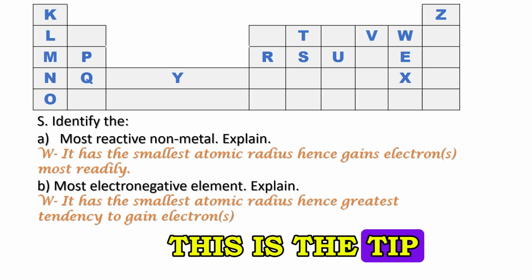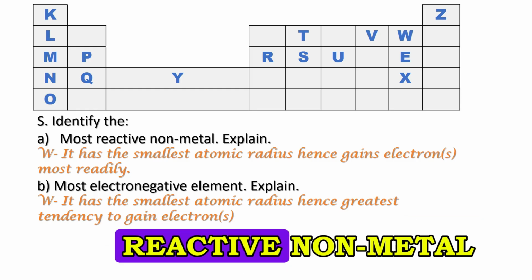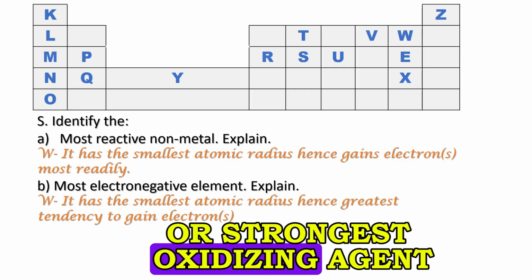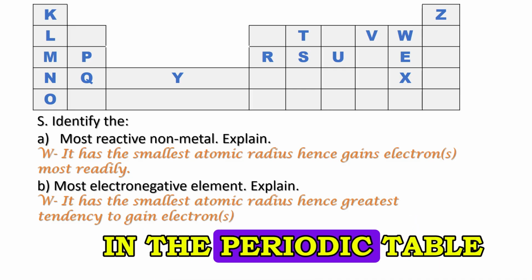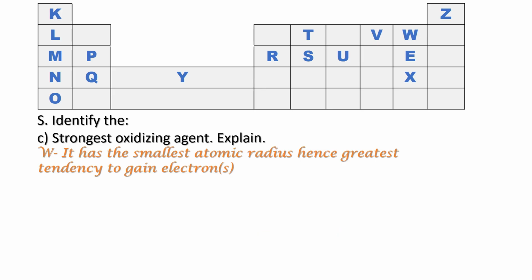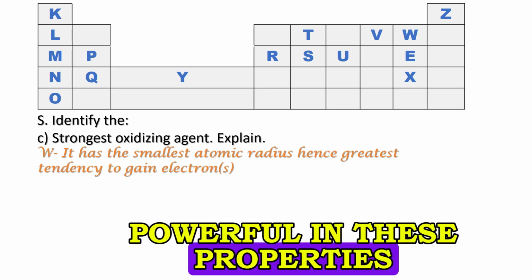This is the tip. When identifying the most reactive nonmetal, most electronegative element, or strongest oxidizing agent in the periodic table, look for the group 7 element at the top of the group. It's always the most powerful in these properties.